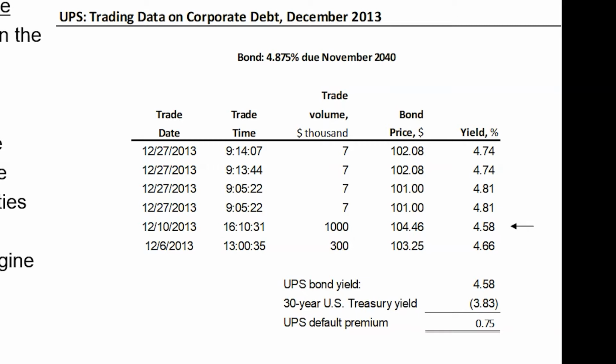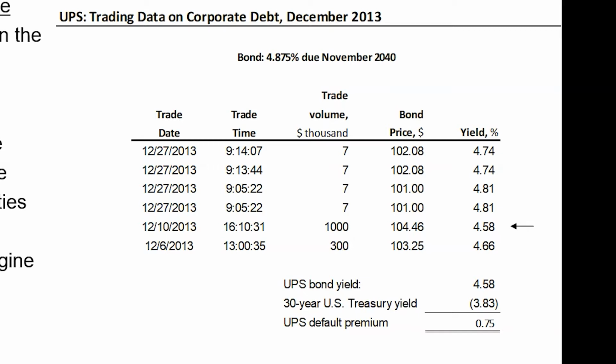Okay. So let's look at the timeline here. On the 6th of December, we had a pretty sizable trade, 300,000 at $103.25. That implied a yield of 4.6, right? Remember, prices and yields go in opposite directions. So if I paid more, 103, again, I'm getting caught up in the quote. 103 is 103% of 1,000. So if I paid 103.25 for a bond that had a 4.8% coupon, I'm paying more than it's worth.